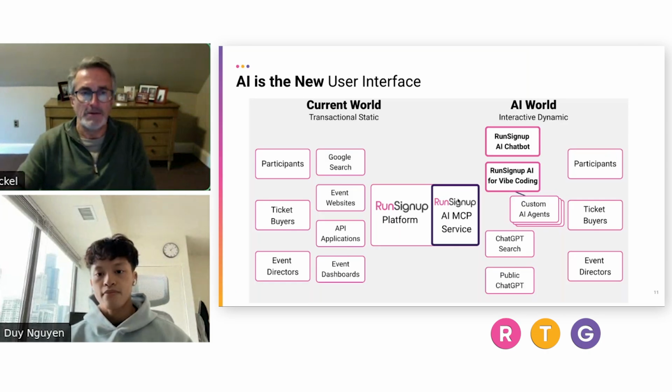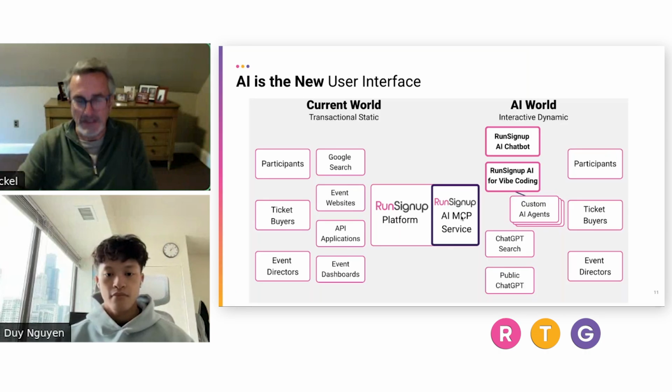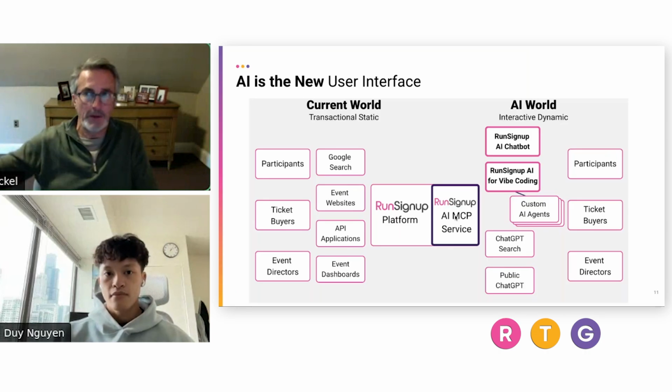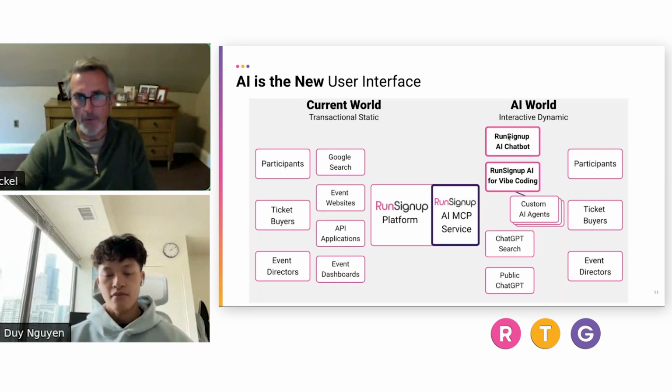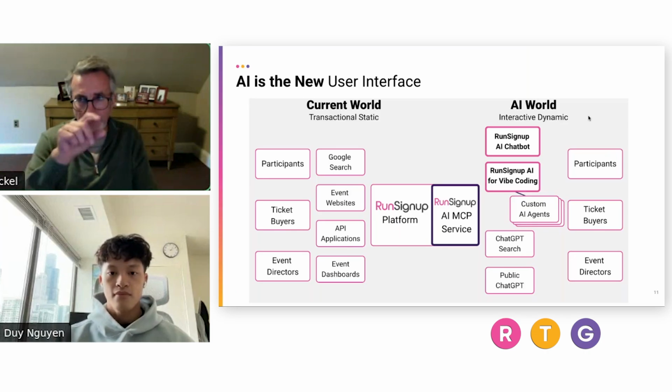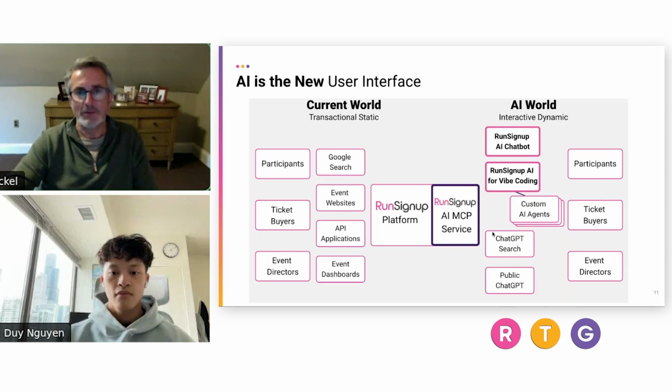So what we've done is we basically built an MCP service that's not fully public yet. So we're only just improving it internally and playing with applications. But the API is available. And so what's going to happen is this new AI world that's a lot more interactive. It uses natural language rather than check boxes and form fill-out boxes. You're having conversations. And so it's going to open up a whole new world of access to participants, ticket buyers, and event directors.